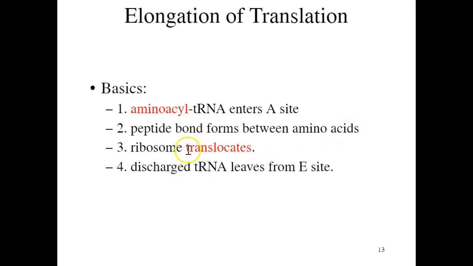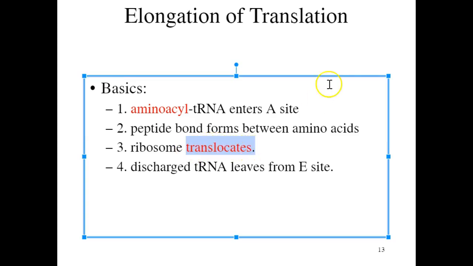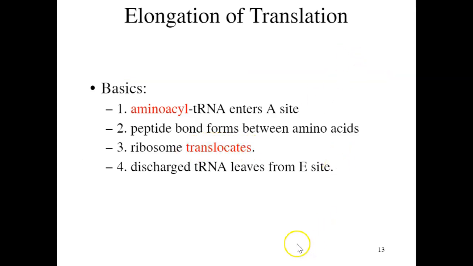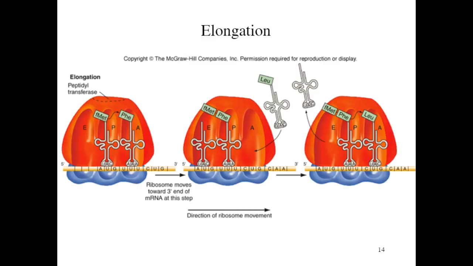And then the ribosome will translocate, which means move one codon in the 3' direction. Then what will happen is the discharged tRNA, which means it's lost its amino acid, will leave from the E site. Those are the basic things happening during elongation. Here's a very bright cartoon showing that at work.